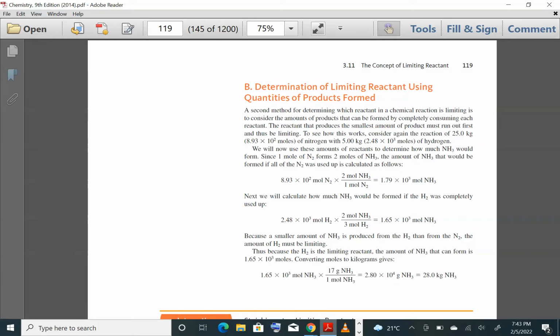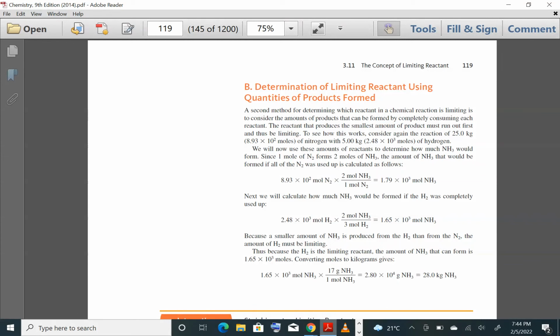So what you're going to do is get the number of moles using the masses that you are given, right? Then you get the mole ratio of the nitrogen with the ammonia, with the product, and separately hydrogen with the ammonia. You see that the mole ratio of nitrogen to ammonia is 1 to 2, which is 1 mole of nitrogen produces 2 moles of ammonia, whereas the mole ratio for hydrogen is 3 moles of hydrogen produces 2 moles of ammonia.